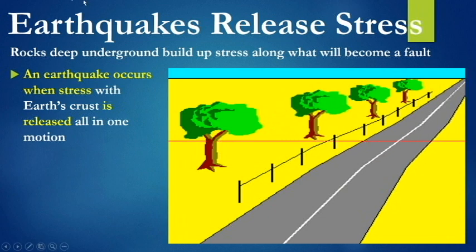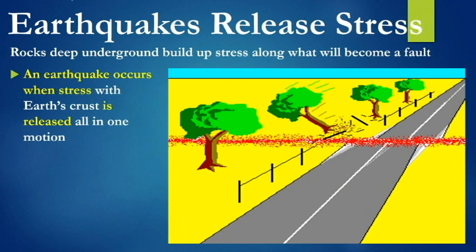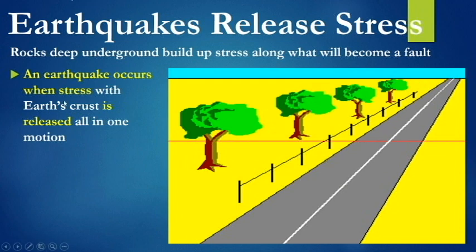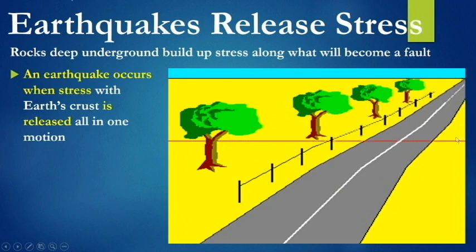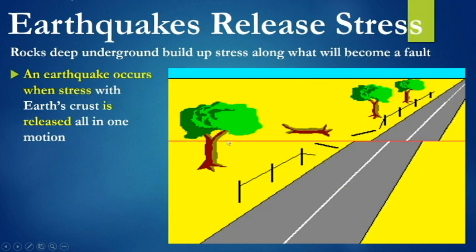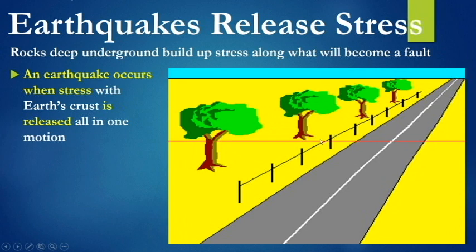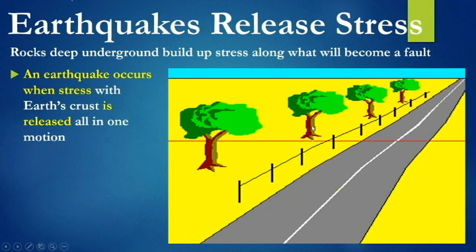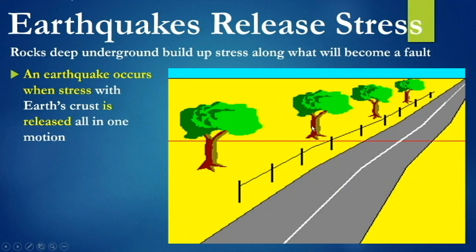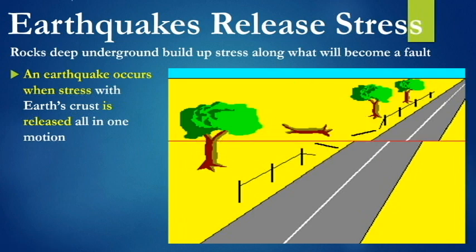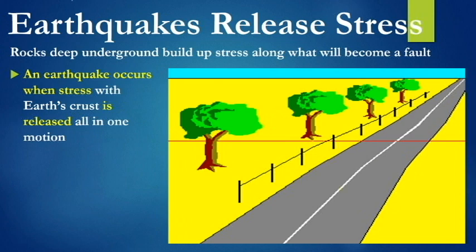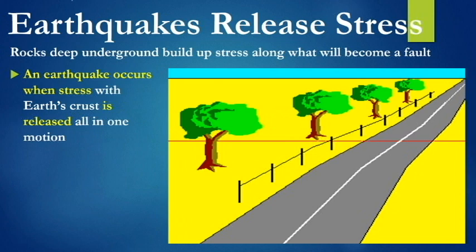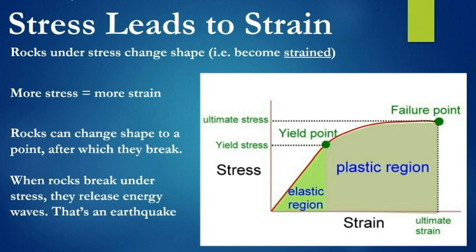This GIF right here actually shows the buildup of stress along what will become a fault. So we can see there's the buildup of stress. You can see the fence. You can see the trees. The stress builds, but only to a point, and then the ground breaks, and that's the actual earthquake itself. It's the breaking of the ground, and it's the energy waves that are then given off everywhere.